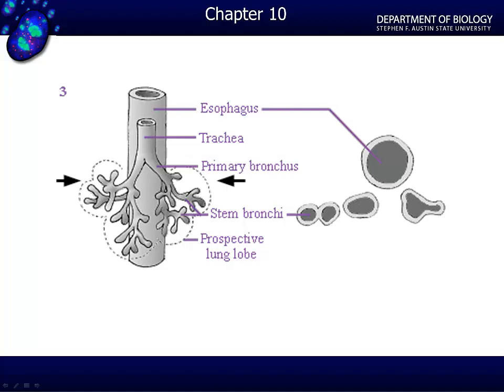So now we have a video showing the development of the trachea and this branching. And then next, we're going to look at some of the molecular aspects of why and how these cells know when and where to branch.